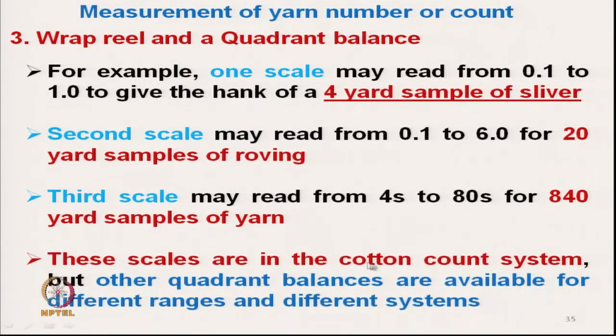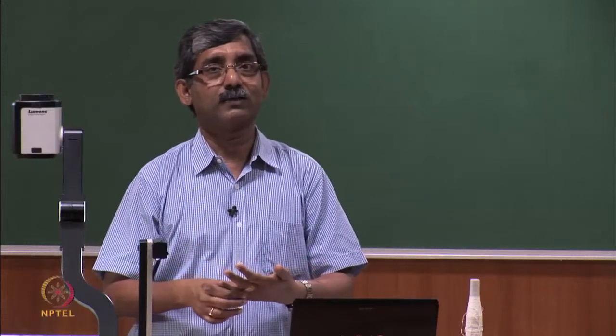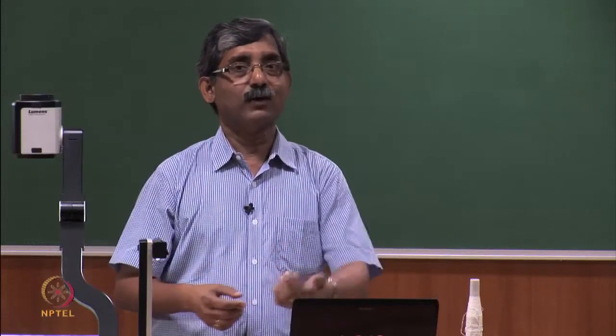These scales are in the cotton count system. Okay. So, in quadrant balance, it is normally cotton count systems that are available, but other quadrant balances are available for different ranges and different systems. So, if we need to get the quadrant balance directly for tex, we can always get it.